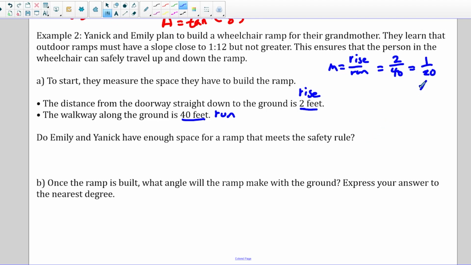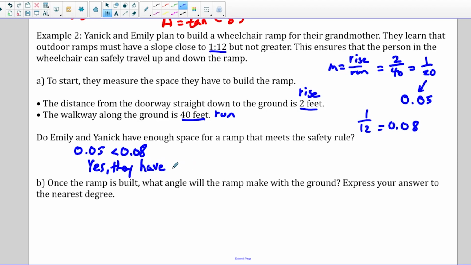And just to get some work done ahead of time, we can convert 1 over 20 to a decimal. And we know that 1 over 20 is equal to 0.05. What we're going to do is we need to compare this to the slope of 1 over 12. If we compare that, and we put 1 over 12 into our calculator, 1 over 12 is actually equal to 0.08. So since 0.05 is less than 0.08, then yes, they have enough space for a safe ramp.